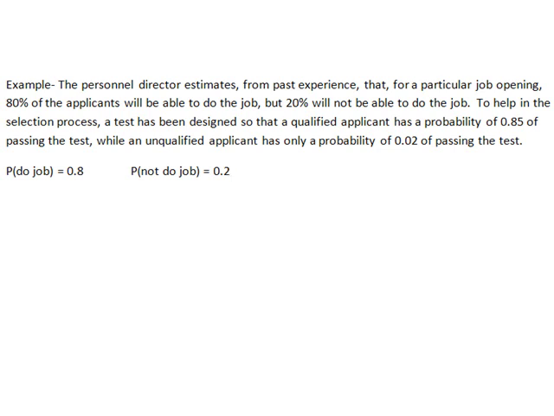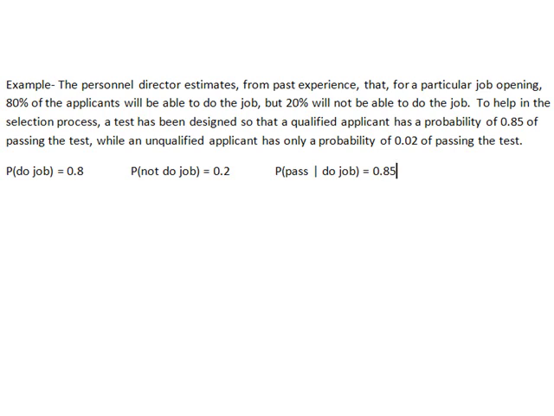Now, I'm going to read that again. To help in the selection process, a test has been designed so that a qualified applicant, who are we talking about? Somebody that's able to do the job, has a probability of 85% of passing the test. So now realize that this 85% doesn't really apply to the whole population, only those that we believe to be able to do the job. So now I'll write something like this. Pass given that you're able to do the job, and that is 85% chance of that.